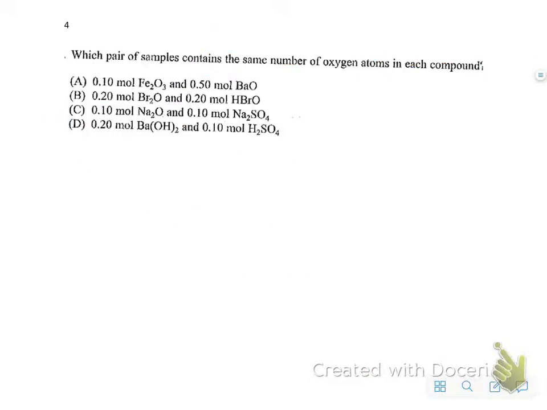Okay. Which pair of samples contains the same number of oxygen atoms in each compound? So if I have 0.1 mole of Fe2O3, I'm going to have 3 times as many moles of the oxygen because of this 3 here. So I'm going to have 0.3 moles here. 0.5 moles of BaO will also give me 0.5 moles of oxygen. So I have 0.5 there. I'm talking about oxygen atoms, okay? If I take 0.2 moles of Br2O, that's going to give me 0.2 moles of O. 0.2 moles of HBrO also gives me 0.2. So my answer is B.